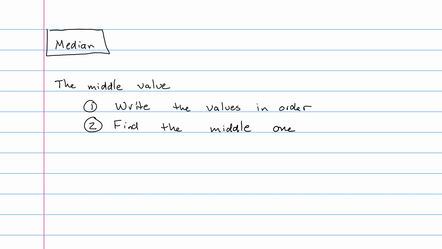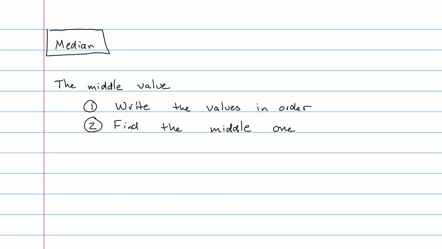The next measure of center we're going to meet is called the median. When we take the median, we're just looking at the data and seeing which value falls in the middle. So that means we're going to write the values in order, and then we're going to find the middle one. Let's take a look at our first three data sets.